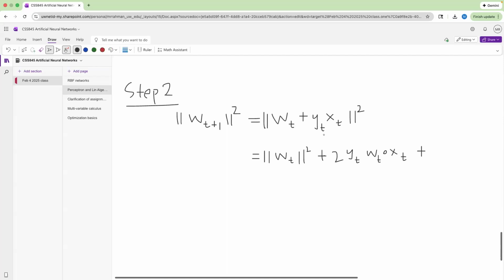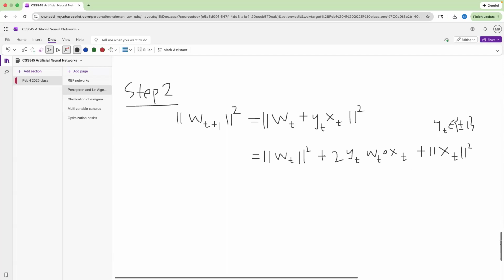And now what is the value of Yt? It's plus or minus 1. So if you take the square of plus or minus 1, you get 1. So the Yt is going to vanish, right? So you're going to just have the norm of Xt squared. That's because the value of Yt at any iteration is plus or minus 1, so if you square Yt, you get 1. That's why there is no Yt here when you do the square. Okay, I hope that is clear.